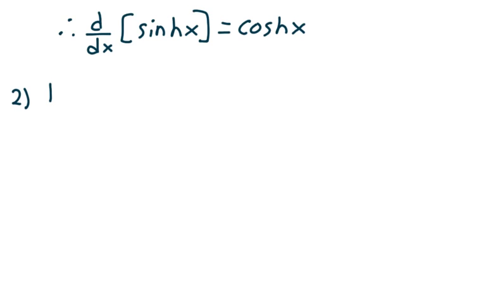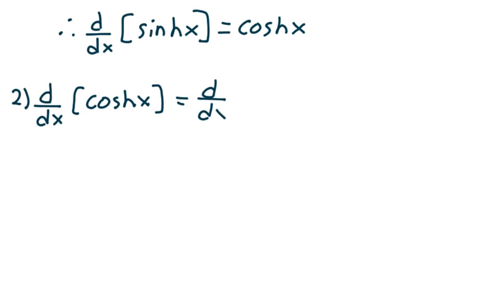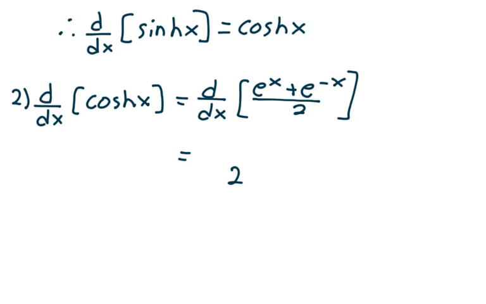Number 2. Suppose I want the derivative of hyperbolic cosine of x, but that's the same as the derivative of e to the x plus e to the negative x divided by 2. Now, the denominator, again, doesn't go anywhere. Now, if I want the derivative of e to the x, that's e to the x.